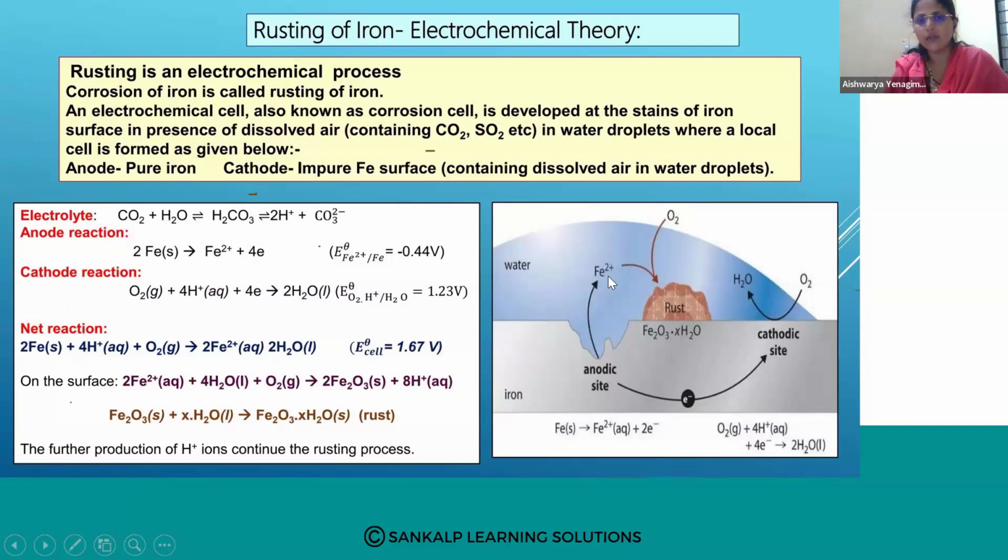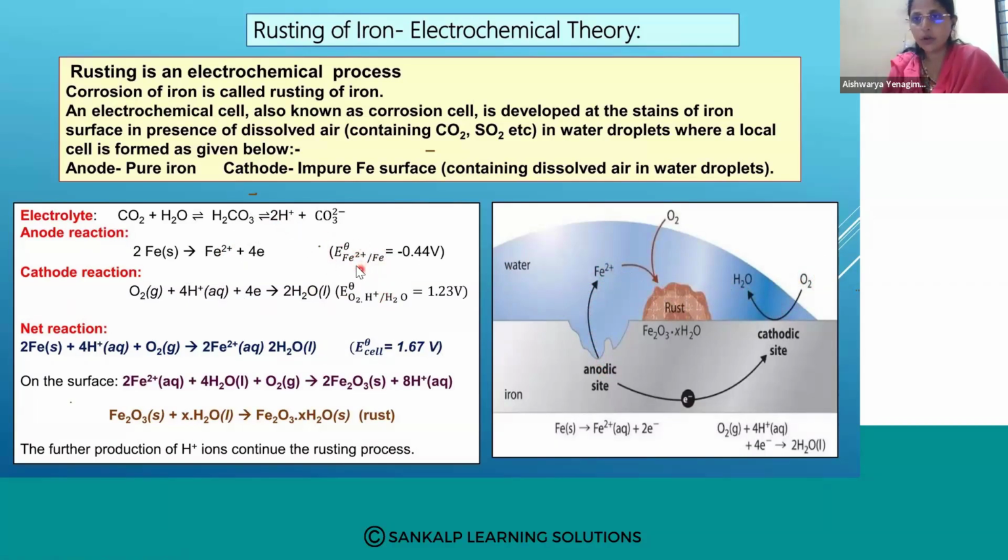So this is the anodic side, Fe goes to Fe plus 2. It is losing 2 electrons. You can see here, losing 2 electrons. Cathodic reaction: oxygen from the atmosphere takes H plus ions from the electrolyte and 4 electrons and forms H2O. Okay, that is the cathodic reaction, and the standard reduction potentials are given.